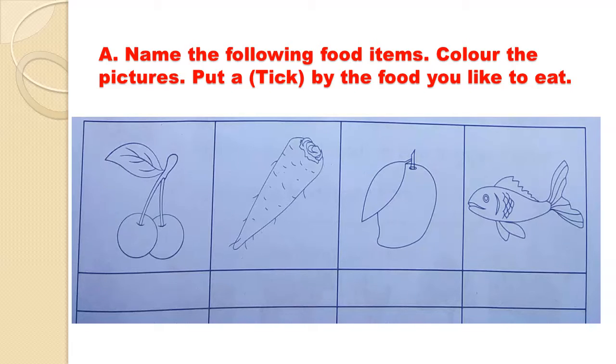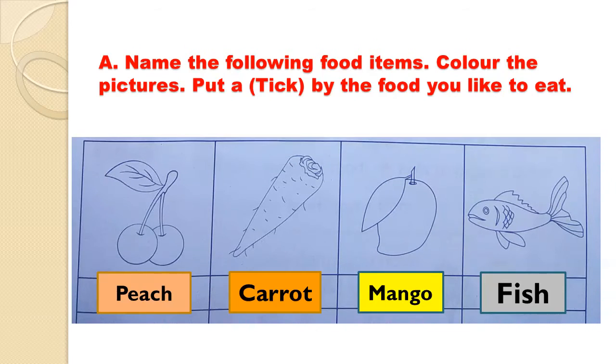Yummy. The next one is, what is this? Yes, this is a fish. And the color of fish is grey. Now move on to the next slide. Here you can look at the names of these items. The first one is peach, carrot, mango, and the last one is fish.